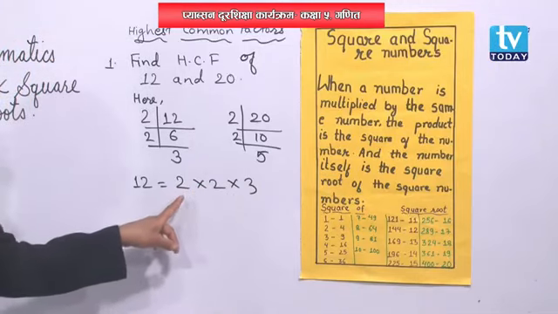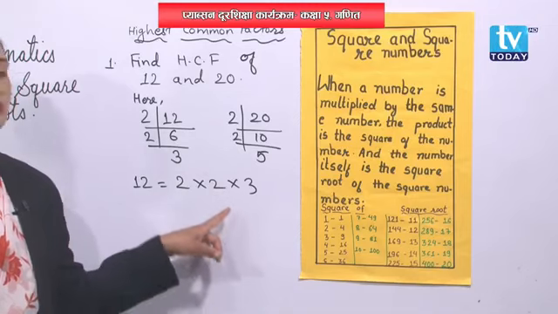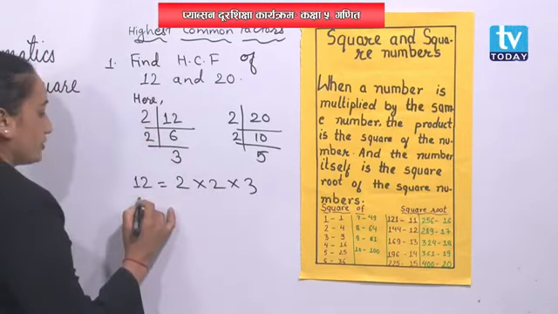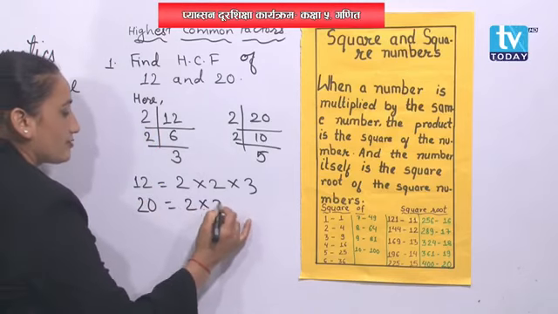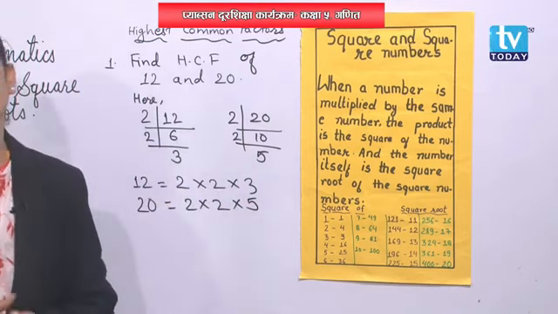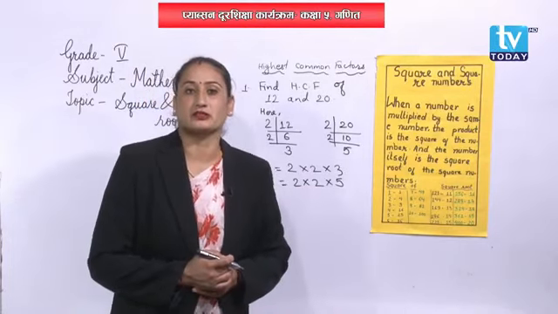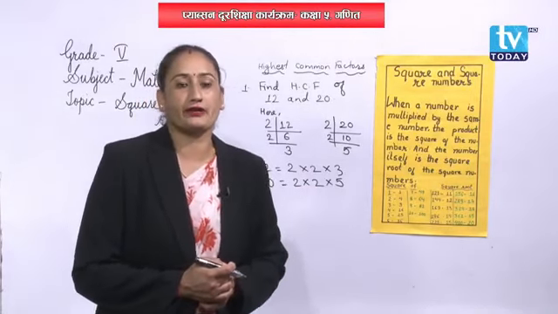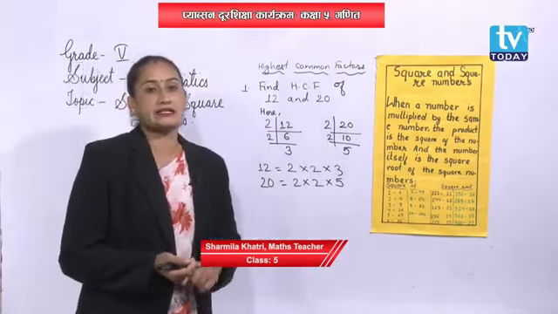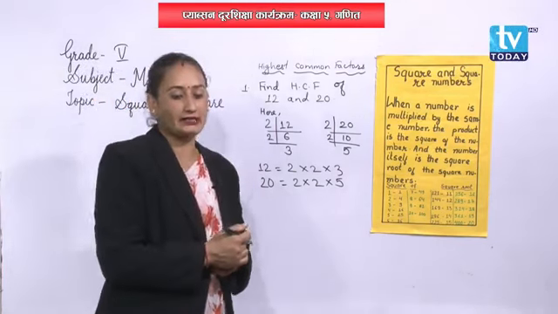Why am I writing 2 into 2 into 3 here? Do you know? They are the factors of 12 and 20 also. Let's write 2 times 2 times 5. This is the factors of 20. So, for the highest common factor, we are going to make pairs of the numbers, okay? So, shall we make a pair? See here which numbers are the same and repeated on both sides. Let's put a circle for that number.